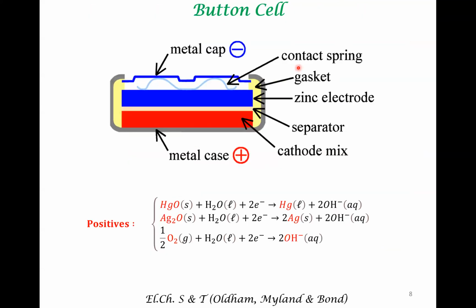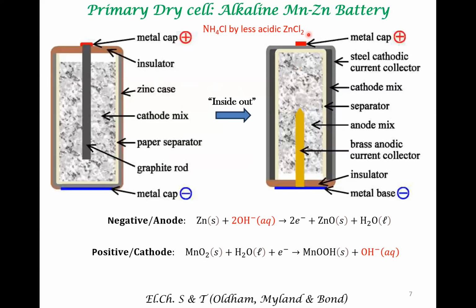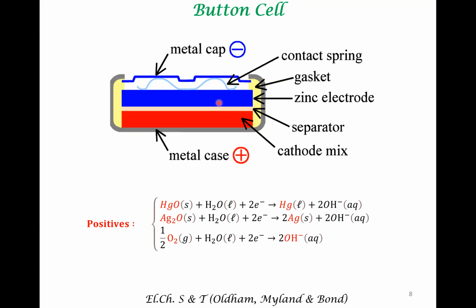So you might have also seen a battery in some other configuration as opposed to this cylindrical configuration. This is called a button cell. The chemistry is in a way similar. It also has a zinc electrode, which during discharge will get oxidized to zinc 2 plus. It has a separator and so on, and there's a cathode mixture.